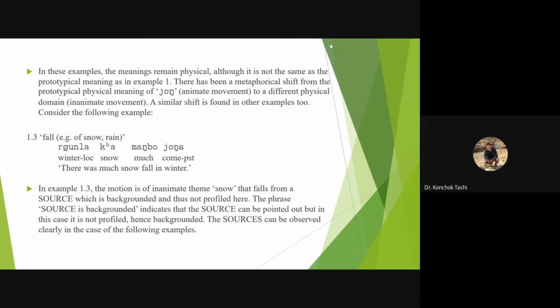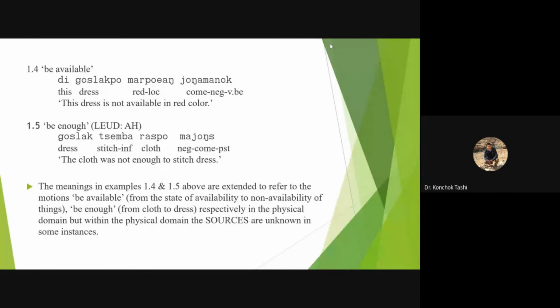In this example, the motion is of an inanimate theme, snow, that falls from a source which is backgrounded. I mean, the source is not known here and thus not profile here. The phrase 'source is backgrounded' indicates that the source can be pointed out, but in this sense, it is not profile, hence backgrounded. The source can be observed clearly in the following examples.